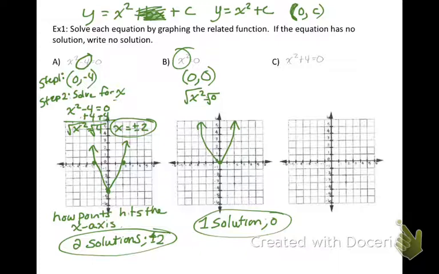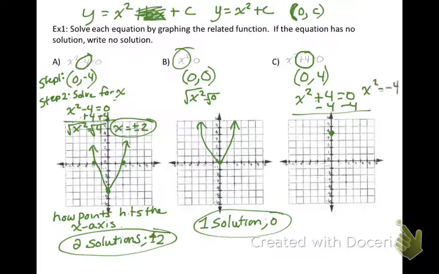All right, next one. So you're going to have it at 0, and then your c is positive 4. Now I'm going to get x by itself and solve for it. So I have x squared plus 4 equals 0. Subtract 4 from both sides. x squared equals negative 4. Square root it. Well, that's a problem because you cannot square root a negative number.